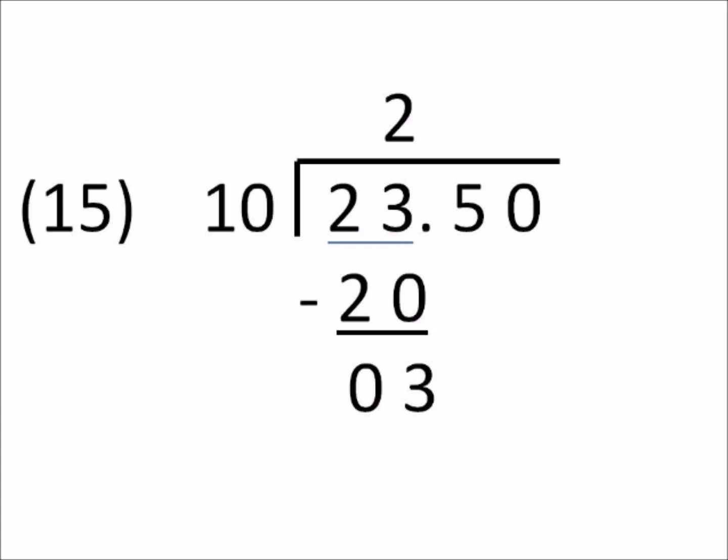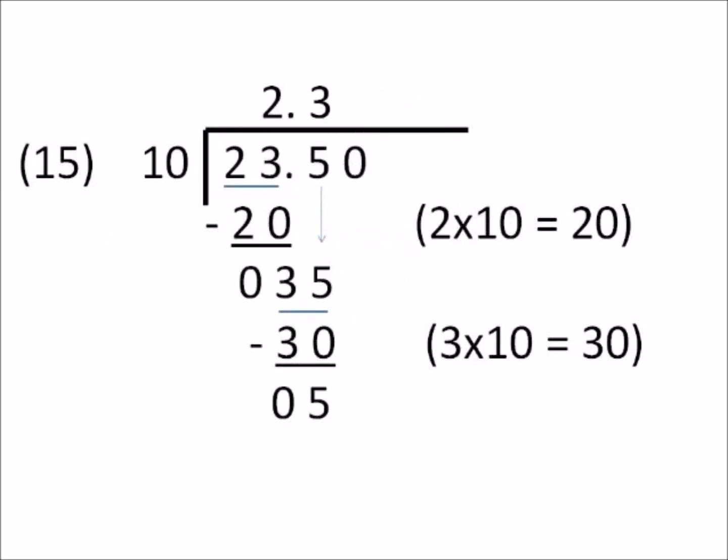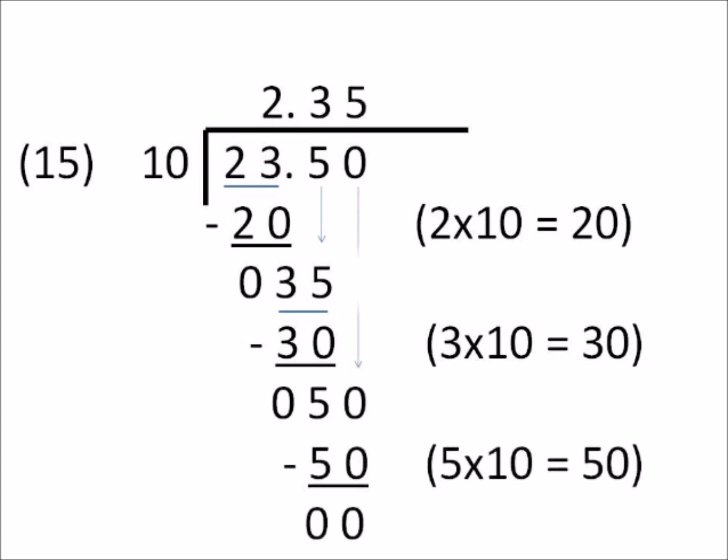And you must remember to put the point right above the point. Point above point. Now you bring down the 5. Say 10 into 35. 10 times 3 is 30. And you subtract, you get 5. So the next thing you have to do is bring down the 0 and add it to that 5. Add it to the 5, it becomes 50. 10 into 50 goes 5 times. 5 times 10 is 50. You subtract, you get 0. So your answer is 2.35. That's the way to do it using long division.